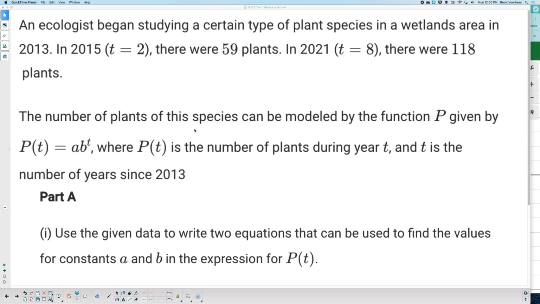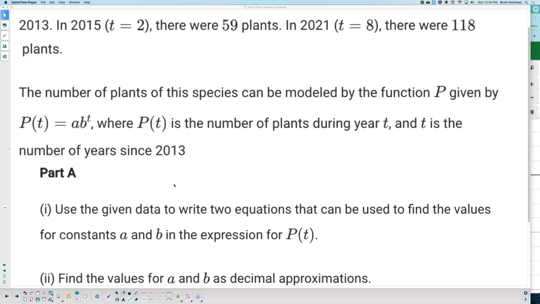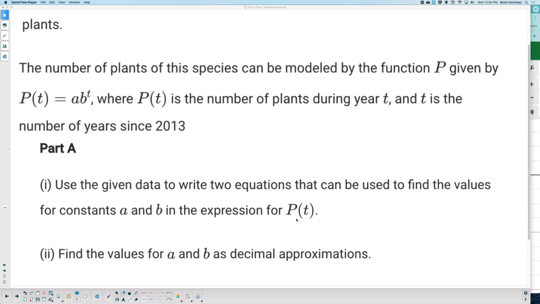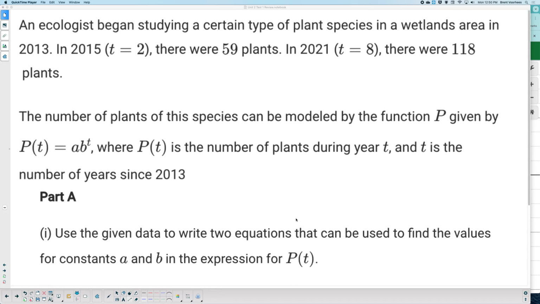The number of plants in this species can be modeled by a function P given by this, where P is the number of plants during year T and T is the number of years since 2013. It says first, use the given data to write two equations that can be used to find the values for A and B in the expression for P of T. Okay, first thing you have to do is plug in your two points. They gave us a point right here.